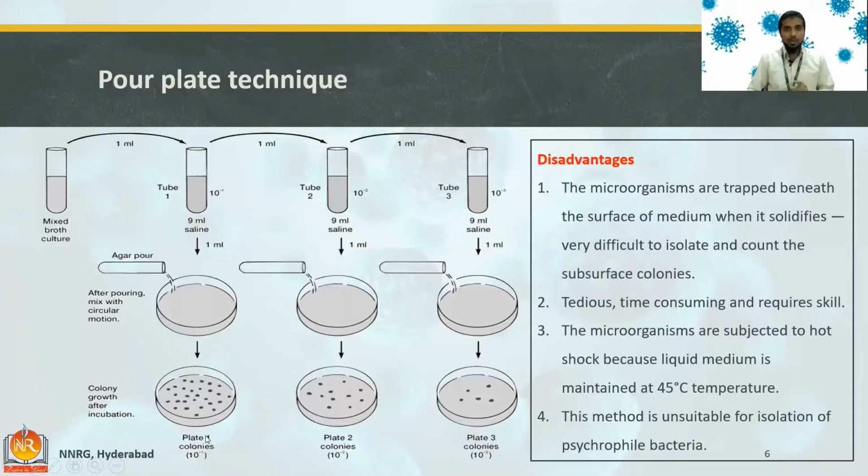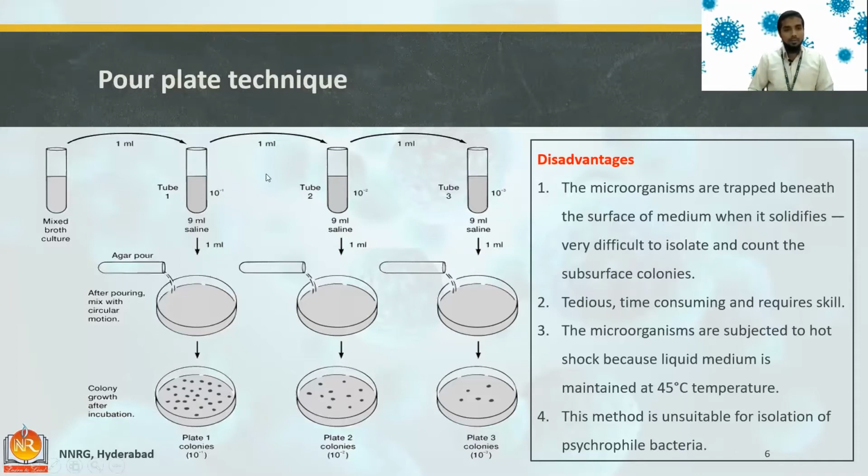Plate 1, which is 10 power minus 1 concentration, has more number of colonies. 10 power minus 2 has a little bit less, and 10 power minus 3 is further less. By this method, we can easily isolate the pure culture. So you can see if we have to isolate from this, it is completely dense. There will be no space to isolate a particular bacteria or particular colony of a bacteria. Whereas even in the second concentration, there could be more number of colonies. Whereas in the third concentration, it will be very less, and it will be easy to isolate them.